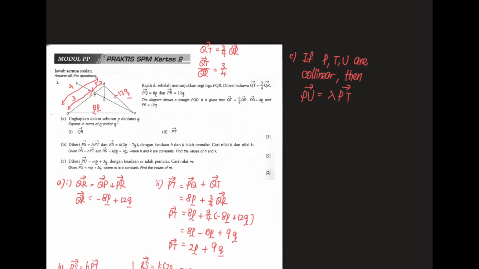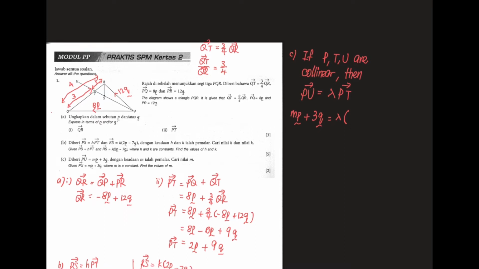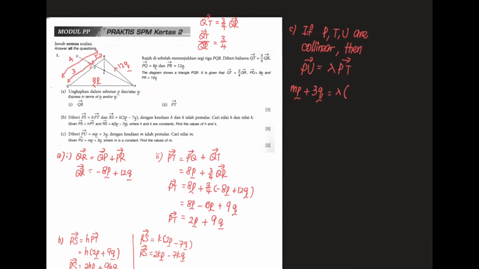Now PU is given in this particular form, MP plus 3Q. So MP plus 3Q, substitute to the left. On the right, we have PT. PT is found from part 2. So let's look at part 2 again. So you can see that it is 2P plus 9Q. So that is what we found from A part 2, which is here. So we substitute this to the right hand side.